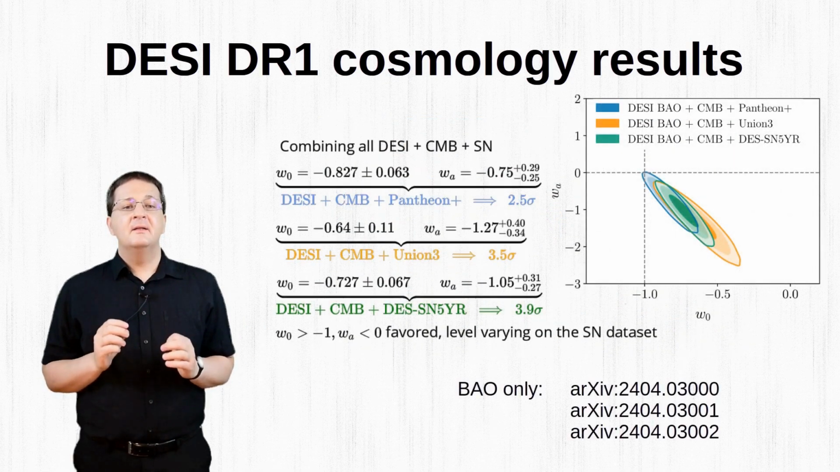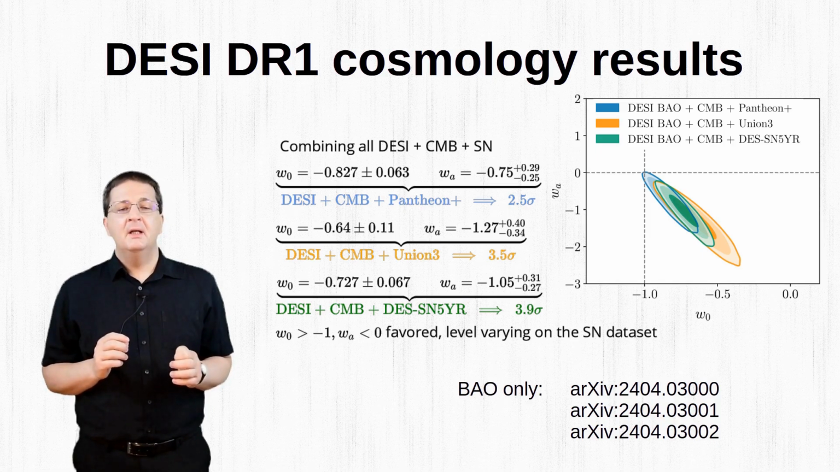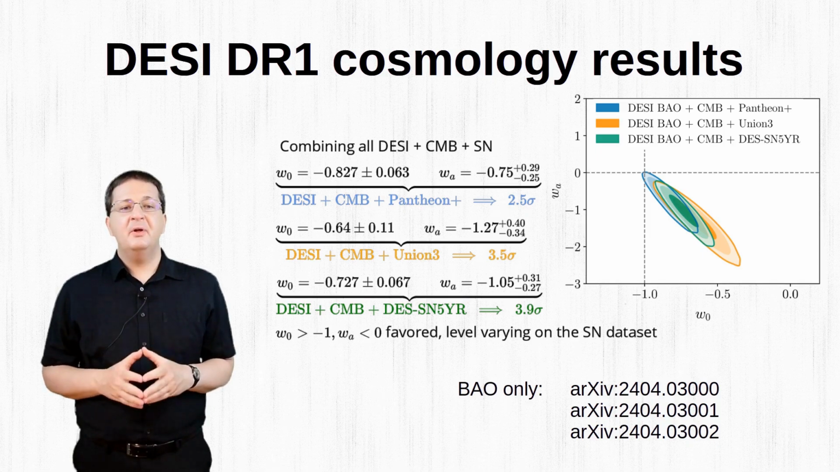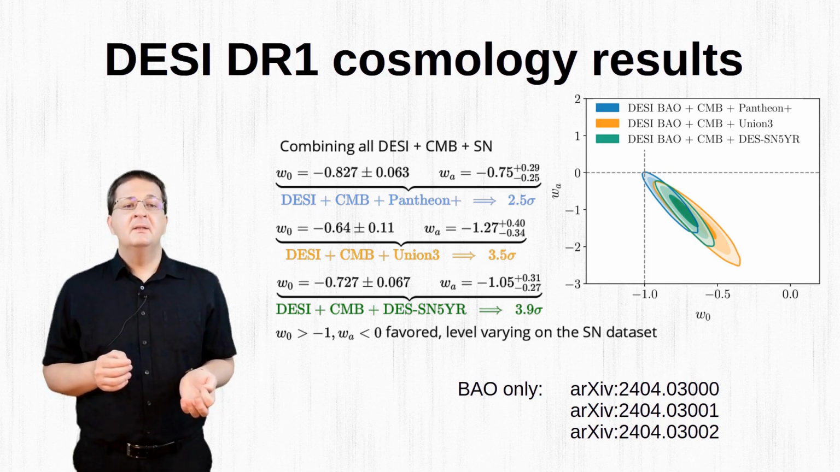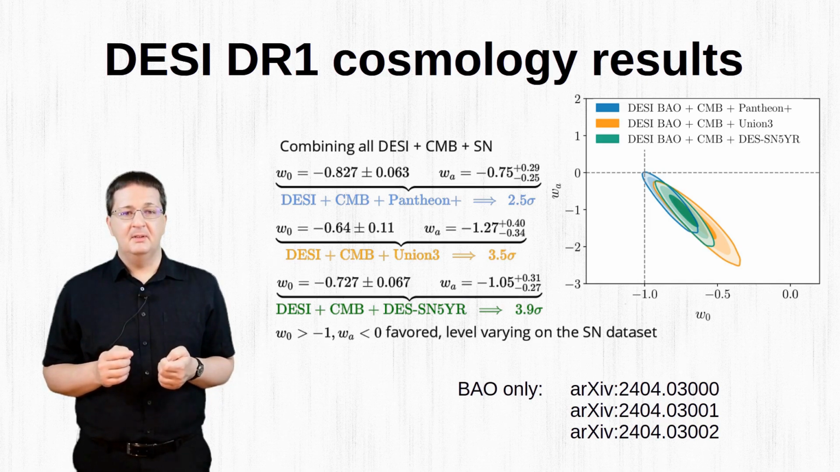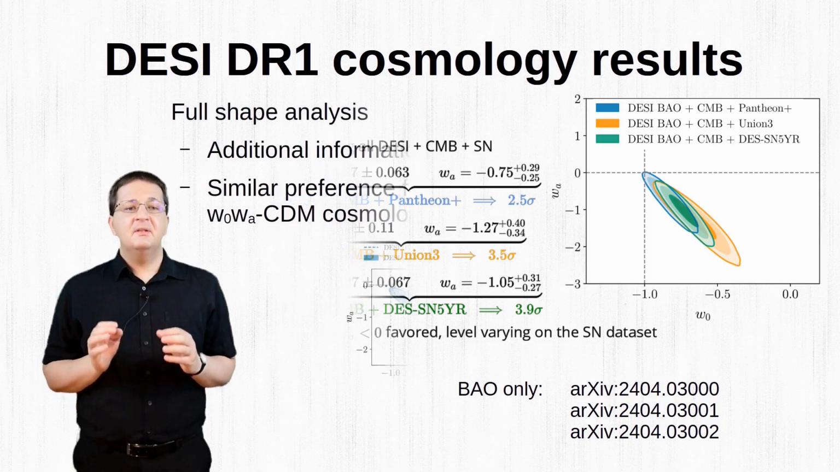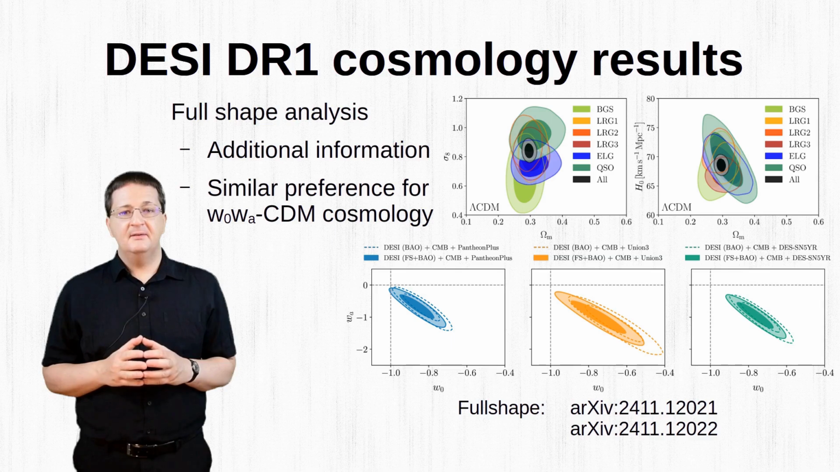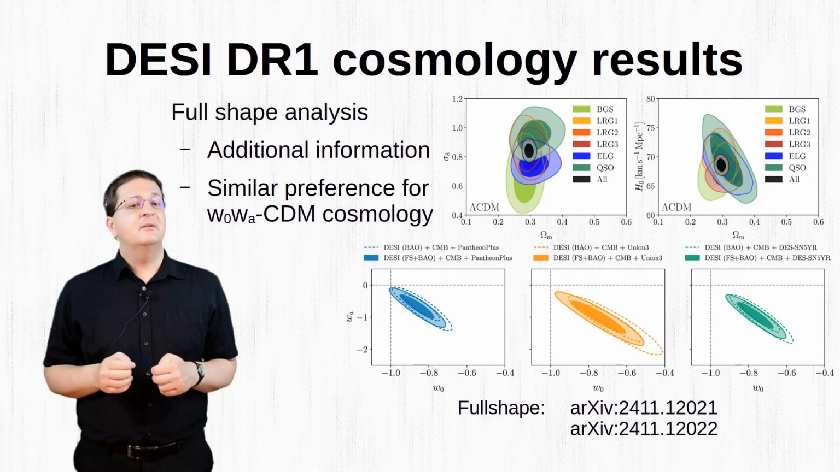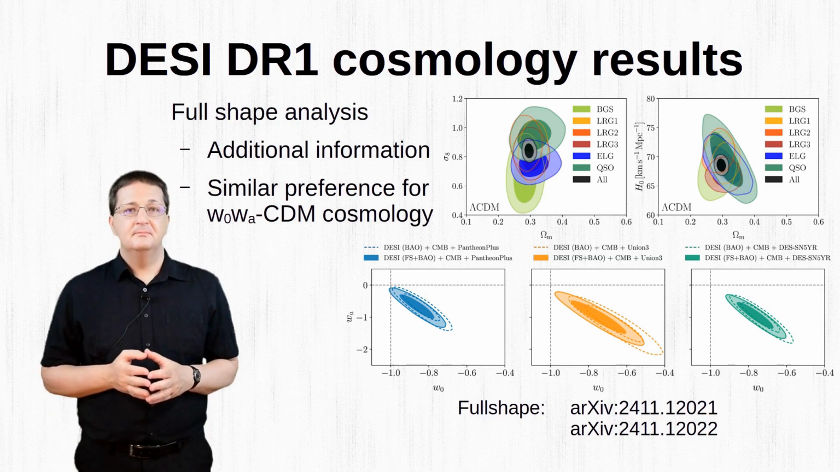The combined DESI BAO plus CMB plus supernova data shows a preference for a w0wa cold dark matter cosmology at around 3 sigma depending on the supernova sample, if w0 and wa are allowed to vary in the fits. Even expanding to a full shape analysis of the correlation functions and the power spectra, the results remain roughly the same.